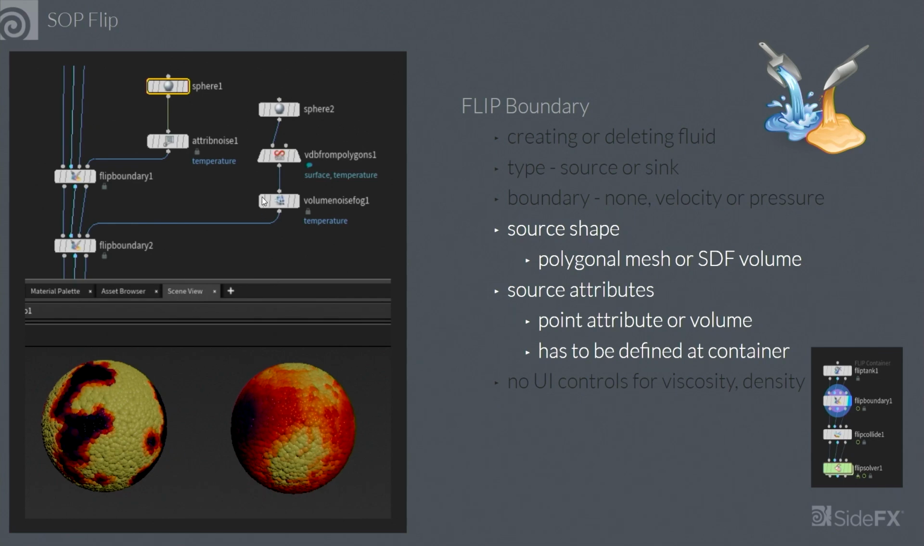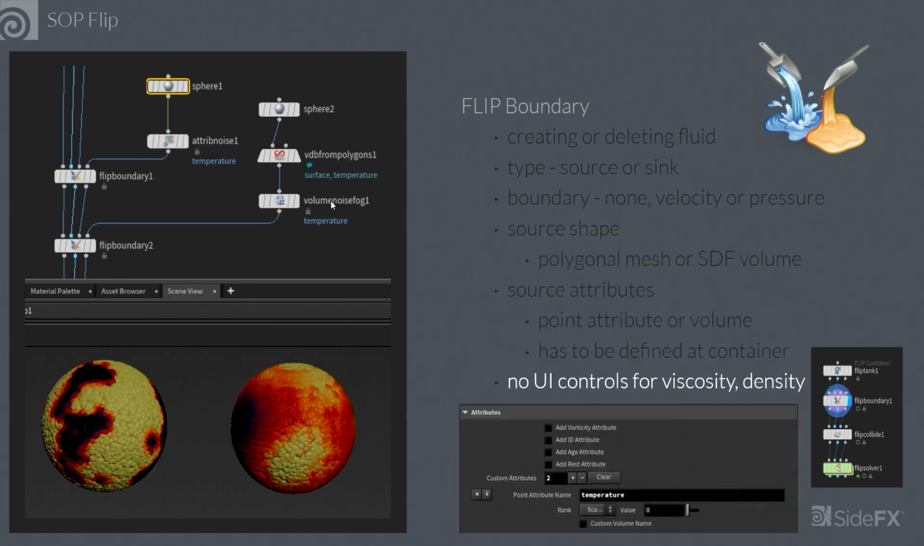Okay, just a little bit about the node itself. It has this input where you provide what you want to source, and there are more or less two main ways you can specify a source. Either you do it with geometry, like a polygon mesh, and you specify additional attributes like temperature as a point attribute. The other option is that you specify the source as an SDF volume, and you can also specify the other attributes as volumes. Here, I just took a sphere, converted it into a surface VDB, and then created temperature as volumetric noise.